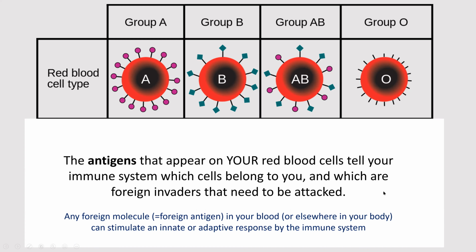So if you have type A blood, we can recognize our own type A blood by our own sugar tags. There's no foreign sugar tags that I wouldn't associate with. So any foreign molecule is what we would refer to as a foreign antigen in your blood, or these things can appear elsewhere in your body, and they can stimulate an innate or adaptive response by the immune system, which is generally really helpful in real life.